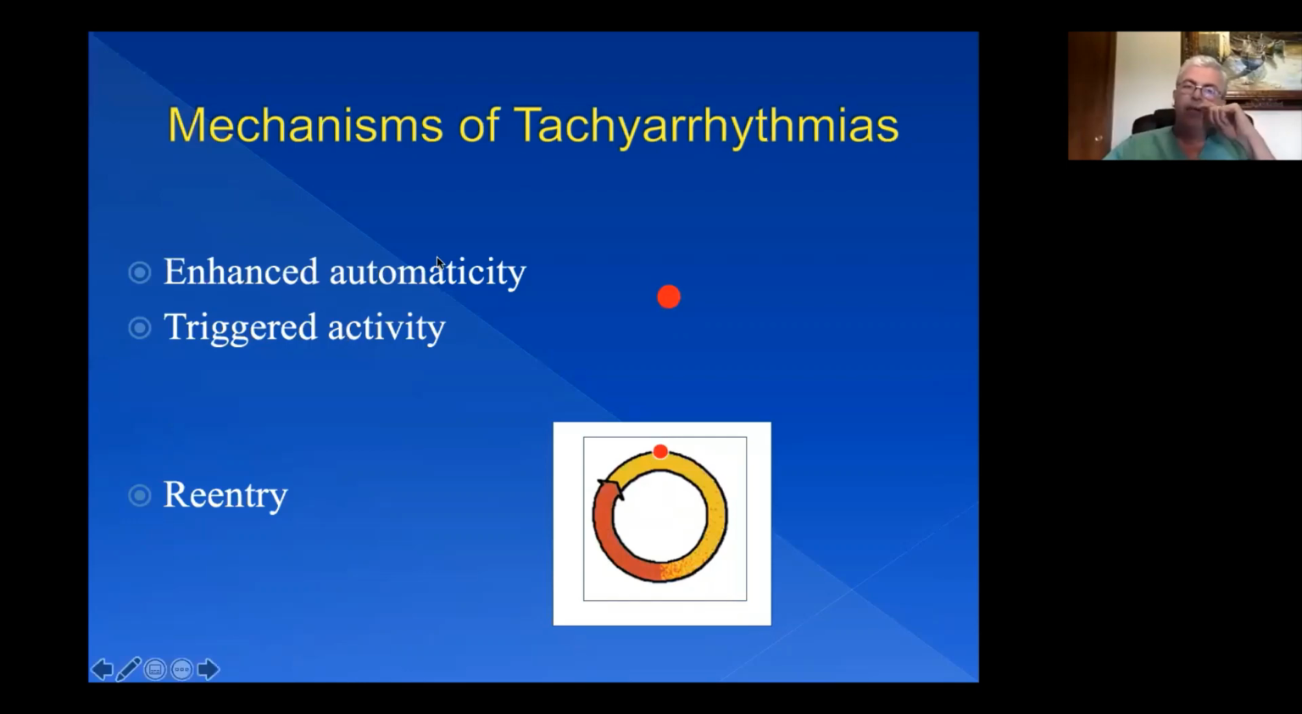So enhanced automaticity and triggered activity, you think of both mechanisms as focal, one spot, firing fast. So really for reading the ECG, it doesn't matter what kind of mechanism it is, but it matters to know if it's a focus or a reentry, and we'll figure out why it is.